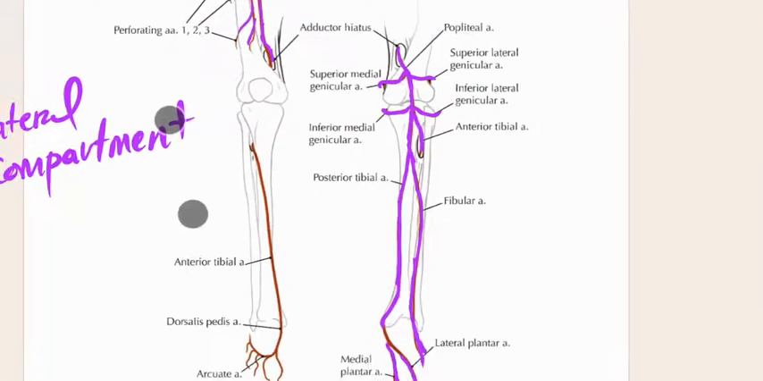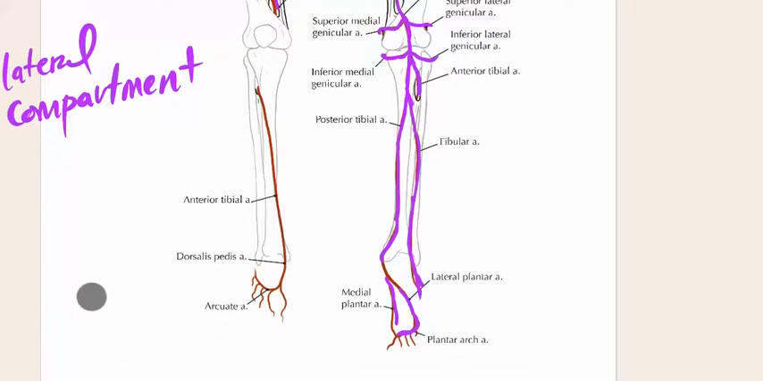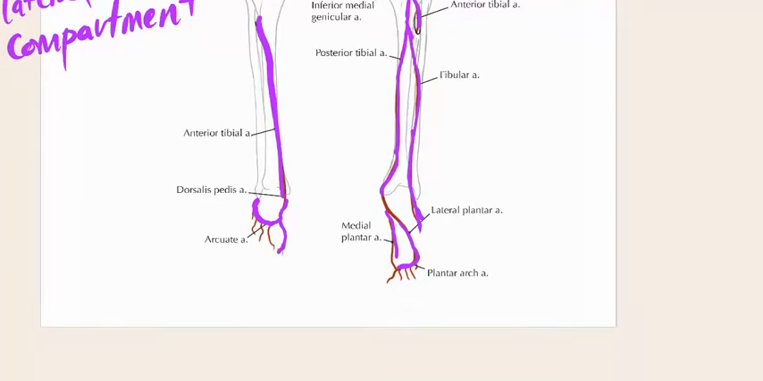The whiteboard. Okay. So this right here is the anterior tibial. You guys see this? The anterior tibial right here, right? And then it goes on and forms the dorsalis pedis, which actually continues off like this. Then this gives off the arcuate artery right there. Cool.